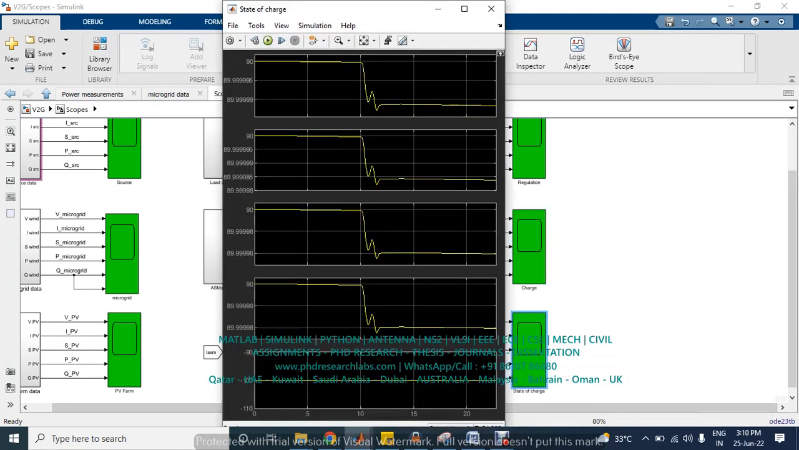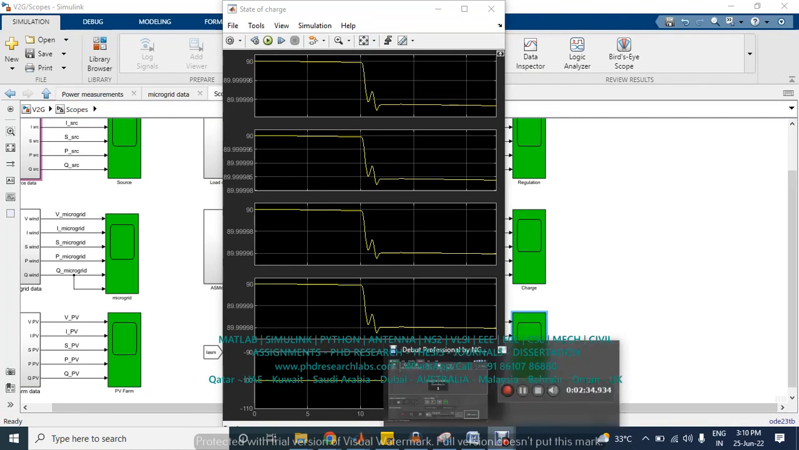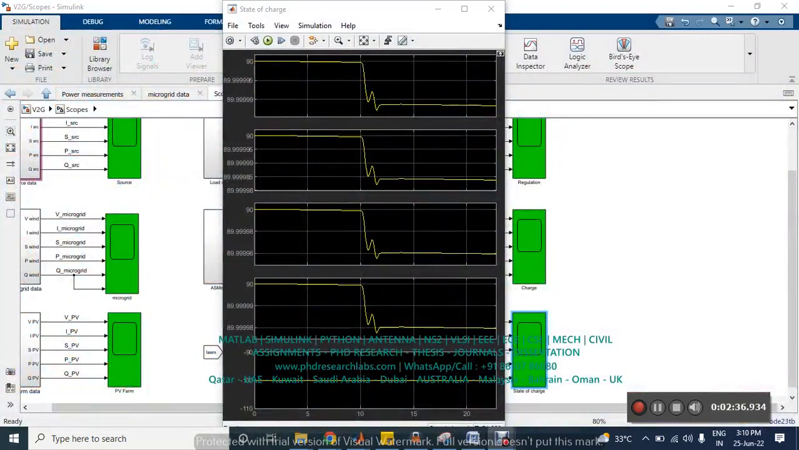And this is the state of charge of the vehicle to grid model. So in the vehicle to grid model, here we have used 5 different profiles. So these are the 5 different SOC of that vehicle to grid technology.